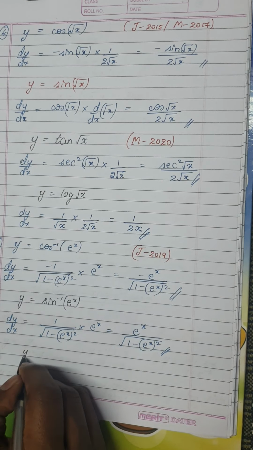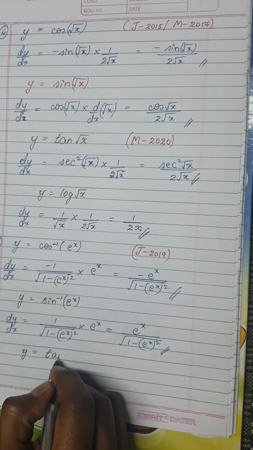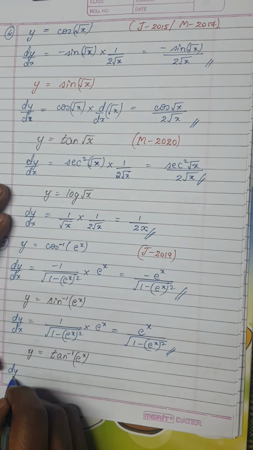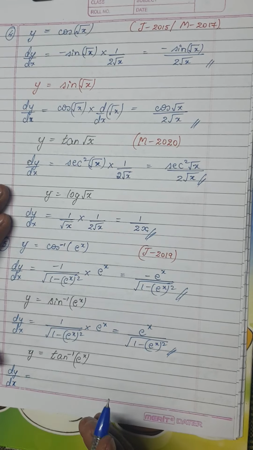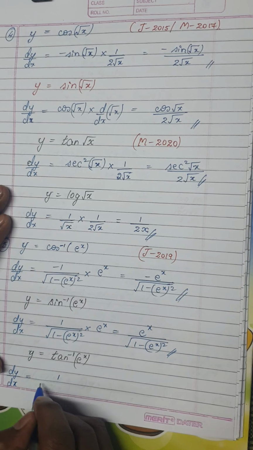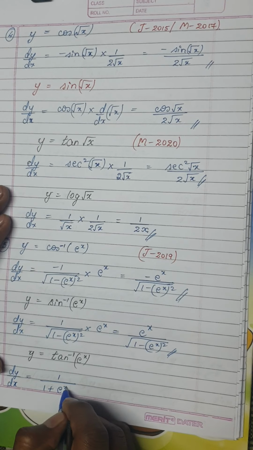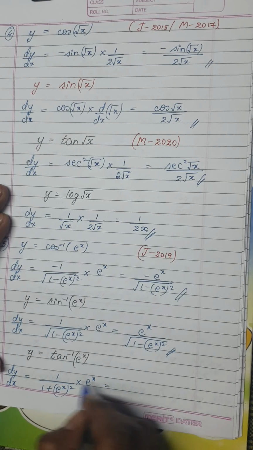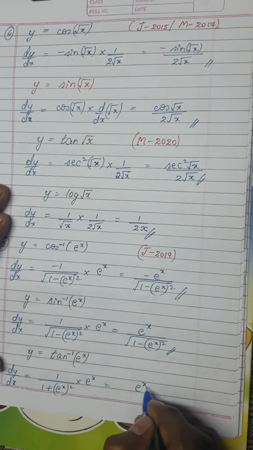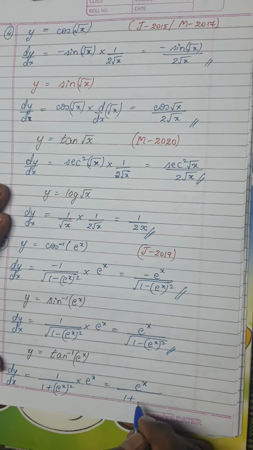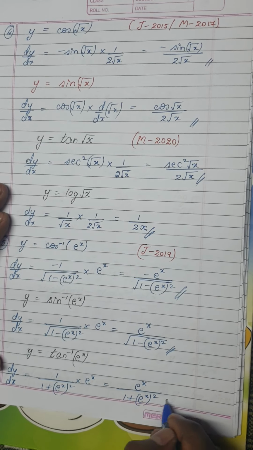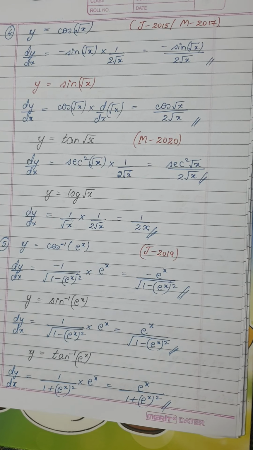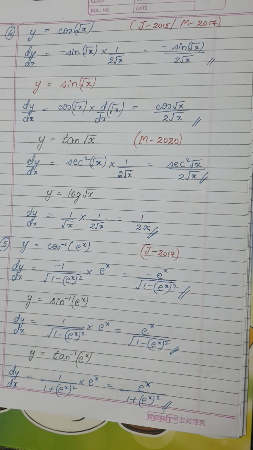Let's try this one also. In case they ask you tan inverse of e power x. In that case, dy by dx is nothing but the derivative of tan inverse, which is 1 divided by 1 plus f of x square, into again the derivative of e power of x, which is e power of x itself. Or else you can directly write it in a single step, e power of x divided by 1 plus e power of x whole square. You can easily get 1 mark if they give you questions like this. Hope you are very comfortable with the questions.